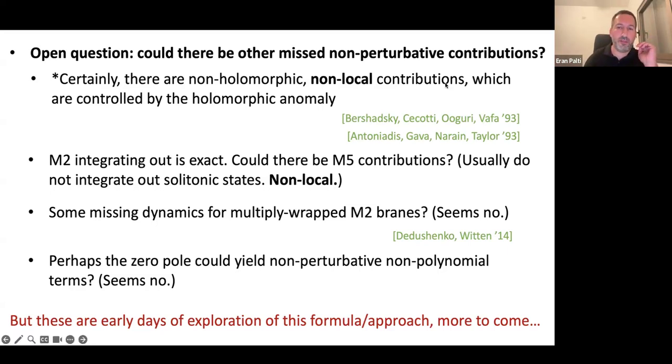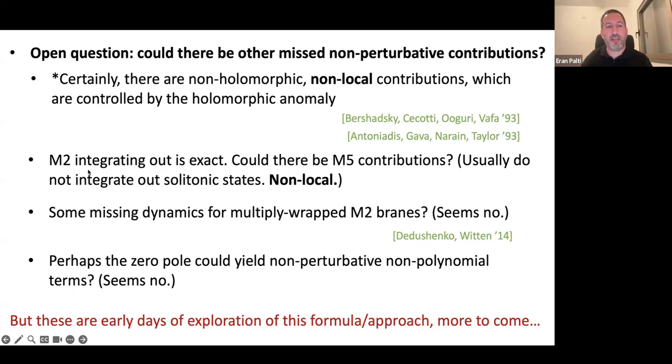And these non-local terms in the action correspond to non-holomorphic terms in the free energy, and they are controlled by what's called the holomorphic anomaly equation. But if you know the holomorphic one, then you also know these non-holomorphic ones using this holomorphic anomaly equation. So we don't capture these non-local terms in the effective action, but they are not so hard to determine once you know the holomorphic ones. At least we think so. I haven't gone into the details of it.